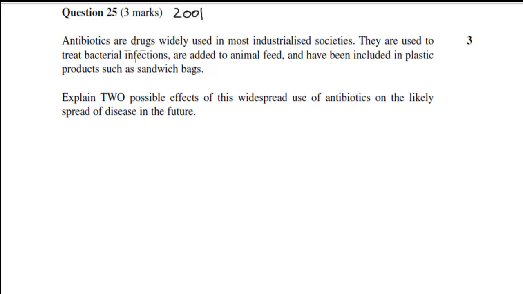It says, antibiotics are drugs widely used in most industrial societies. They are used to treat bacterial infections, are added to animal feed, and have been included in plastic products such as sandwich bags. Explain 2 possible effects of this widespread use of antibiotics on the likely spread of disease in future. And that's worth 3 marks. So when you're ready, pause the video and attempt the question.